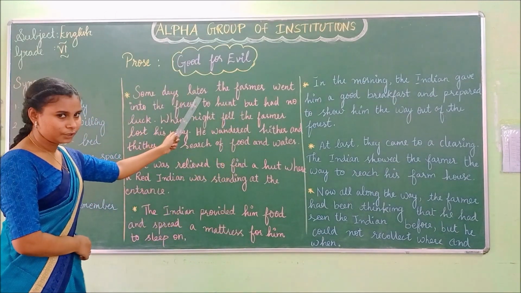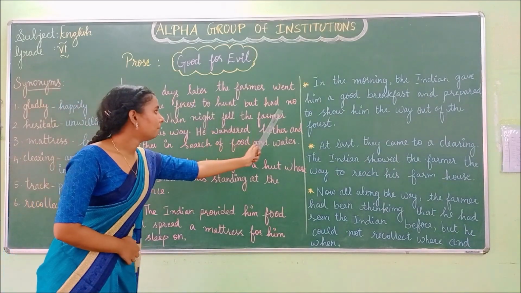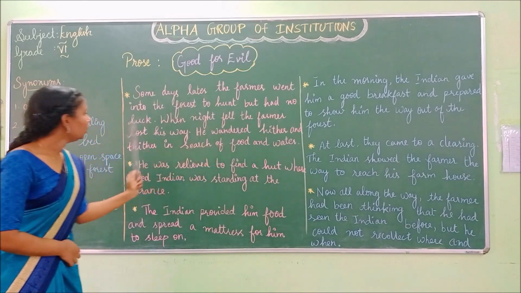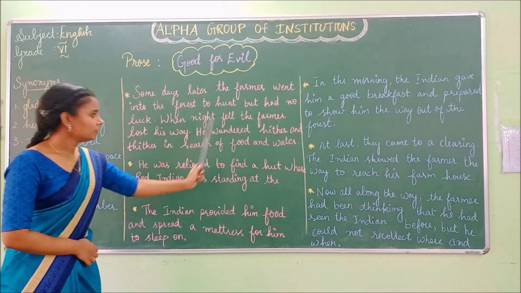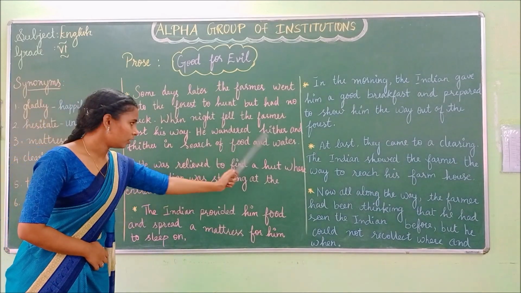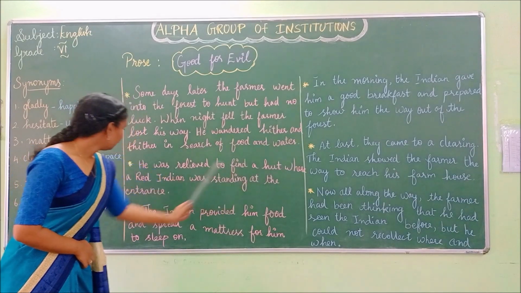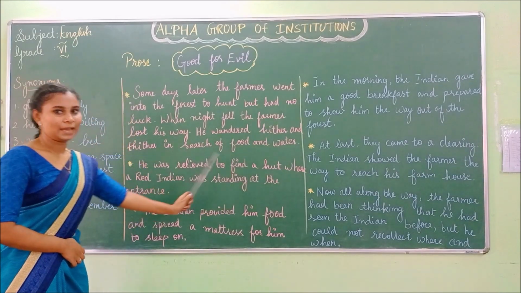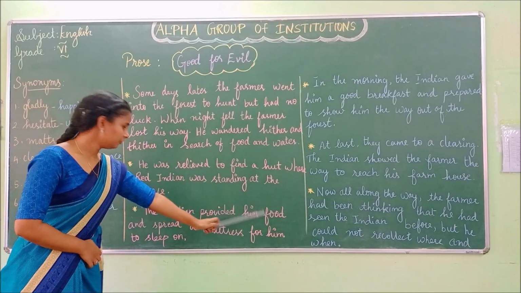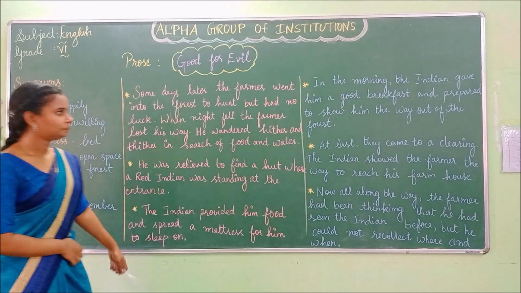Some days later, the farmer went into the forest to hunt but had no luck. When night fell, the farmer lost his way. He wandered hither and thither in search of food and water. He was relieved to find a hut where a Red Indian was standing at the entrance. The Indian provided him food and spread a mattress for him to sleep on.